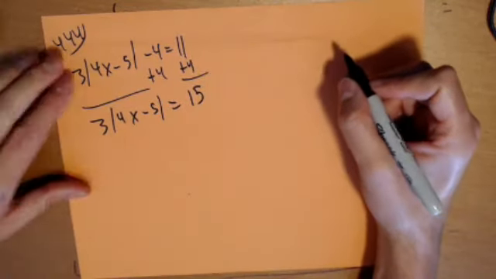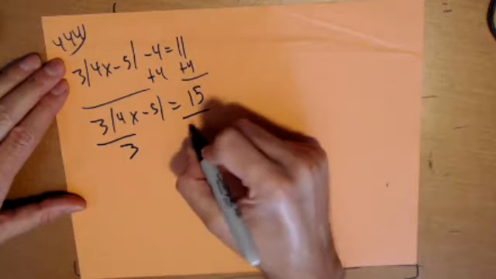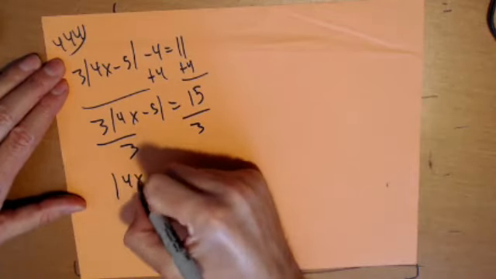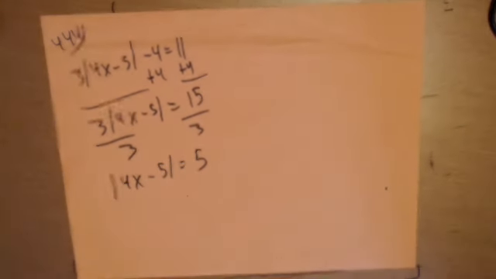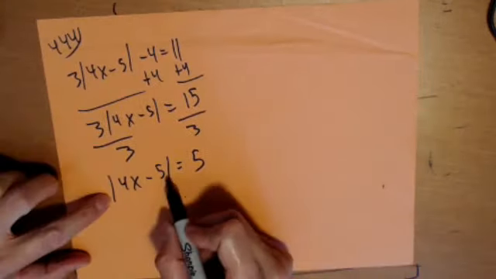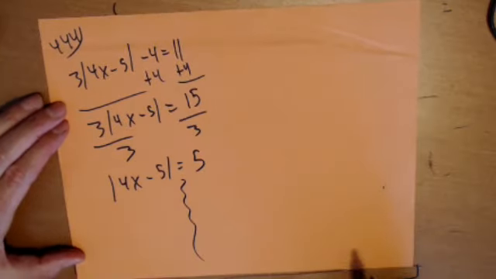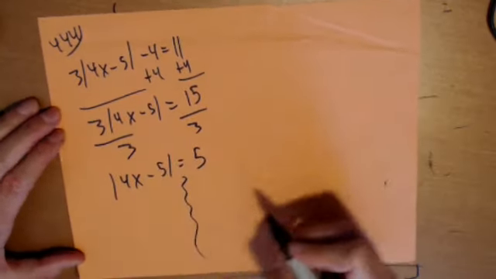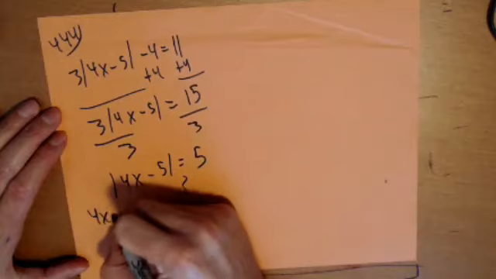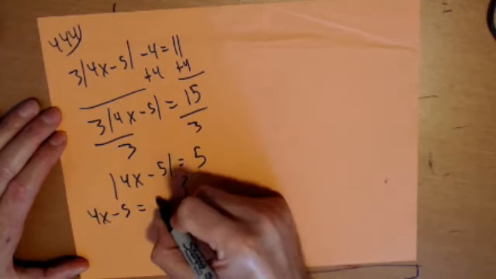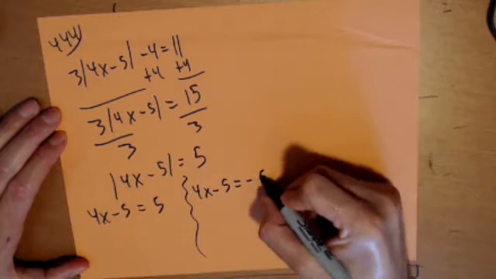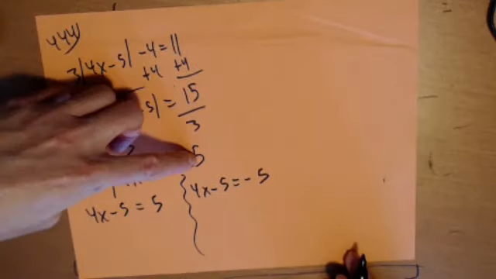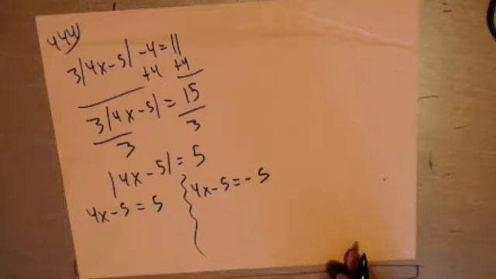Got to get the absolute value bars alone. Divide by 3, divide by 3. The absolute value of 4x minus 5 is equal to 5. So far, so good. Excellent. Now that the absolute value bars are alone, I like breaking it up into two ideas. Whatever's inside the absolute value bars, the 4x minus 5, must be equal to either 5, or it must be equal to the opposite, negative 5. Ta-da! Okay, solve this, we're done.